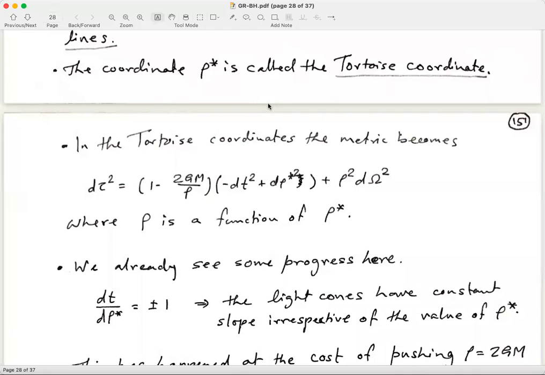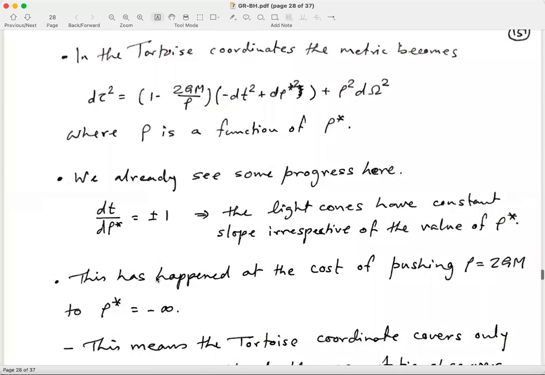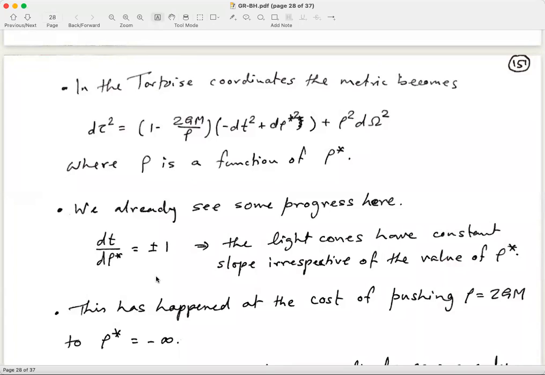So we already see some progress here, and the progress is the following: the 1 minus 2GM upon rho is sitting outside this entire object, and therefore the light cone has fixed angles, because dt by d rho star is going to be plus or minus 1 all the time. So if you want to draw a picture in the tortoise coordinates, you would be drawing a 45-degree light cone at every point in the t rho star plane. And that 45-degree light cone has nothing to do with the angular coordinates, so it doesn't matter.